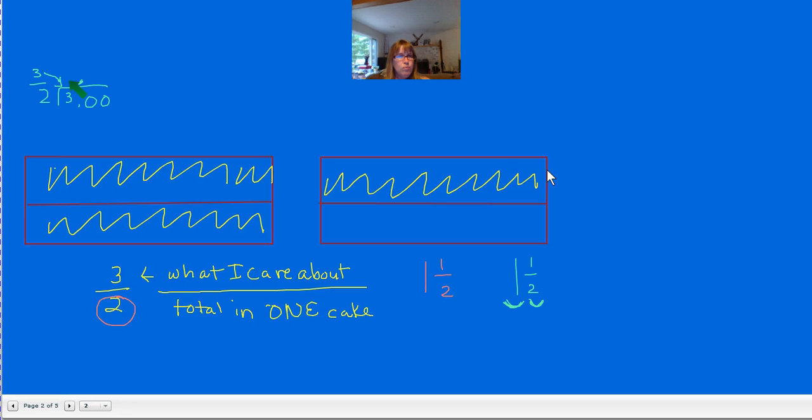So anyway, what times 2 gets you 3? And we all know that because we've already figured that out. But just for the sake of demonstration, 1. So 1 times 2 is 2. I'm going to subtract that out and get 1 as a remainder and bring down a 0. What times 2 gets you 10? And that's going to be 5. And then we have a 0. So we have 1.5. Now, we have 1.5, we have 1 1/2, and we have 3 halves.